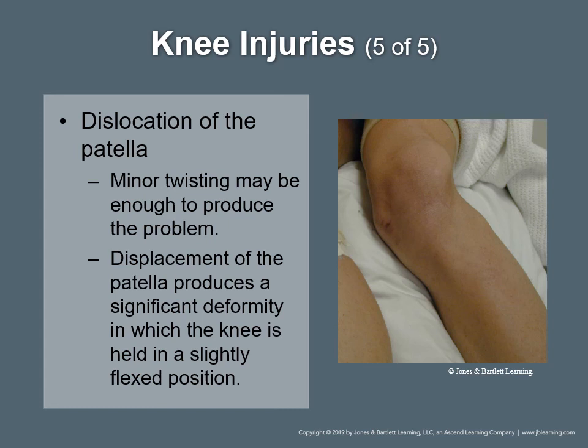Splint the knee in the position in which you found it. To immobilize the knee, apply padded board splints to the medial and lateral aspects of the joint. Occasionally, as you apply the splint, the patella will spontaneously return to its normal position. Report the spontaneous reduction as soon as you arrive at the hospital.